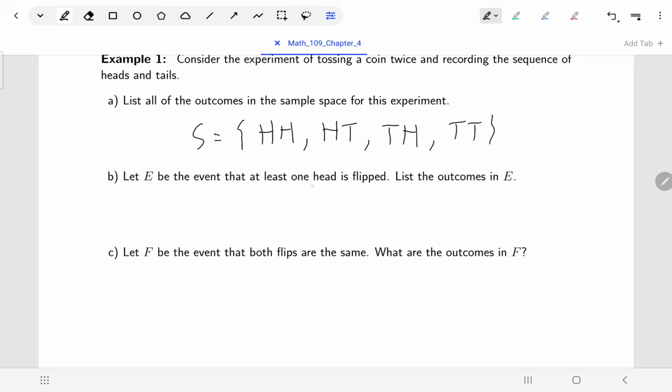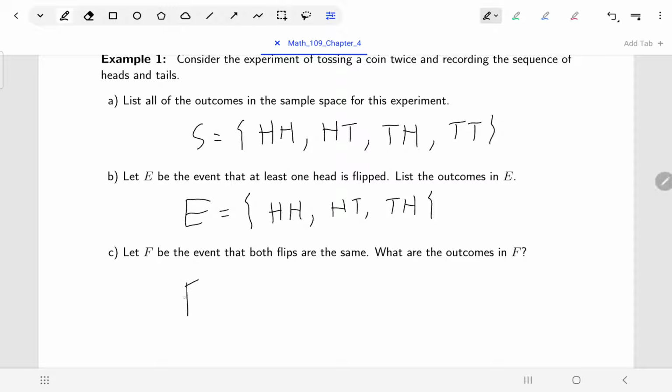E is the event that at least one head is flipped. So if I'm thinking about what are the outcomes inside of E, those would be the outcomes where I see at least one H. So the first three of my four outcomes that I've listed, heads, heads, heads, tails, and tails, heads, those are all outcomes with one head or more. So those are all the outcomes that are inside of E.